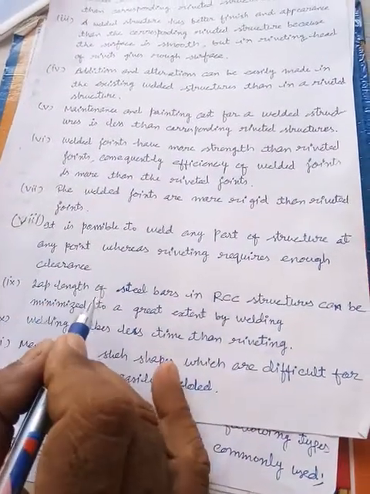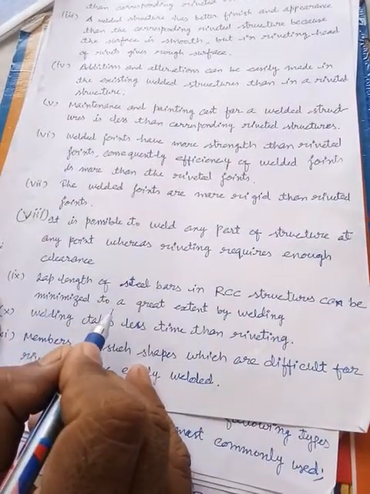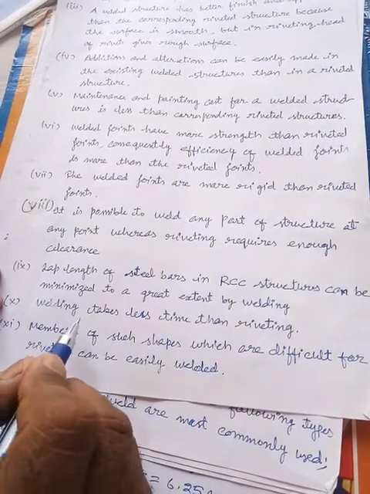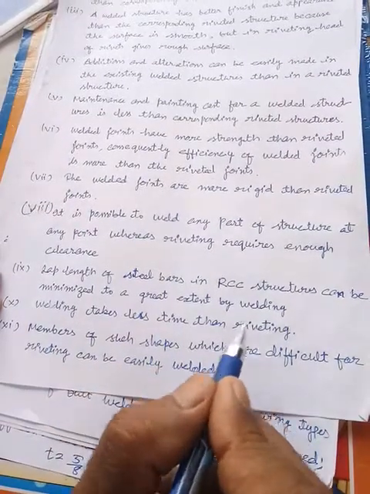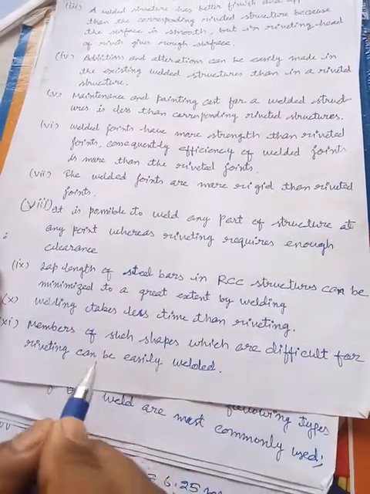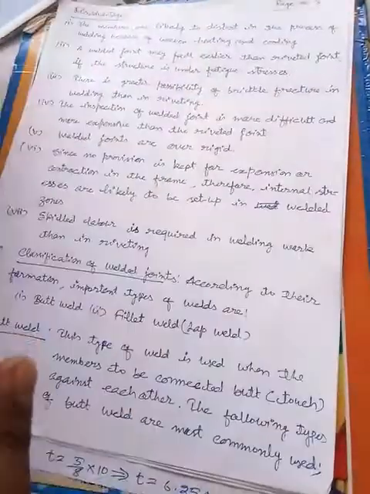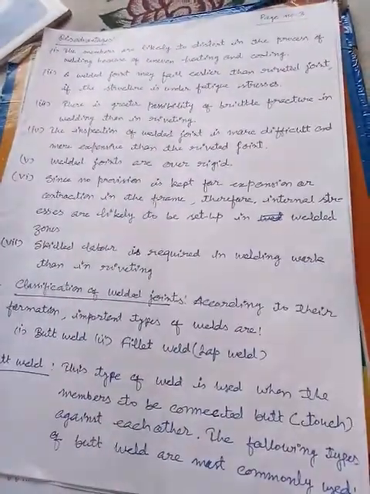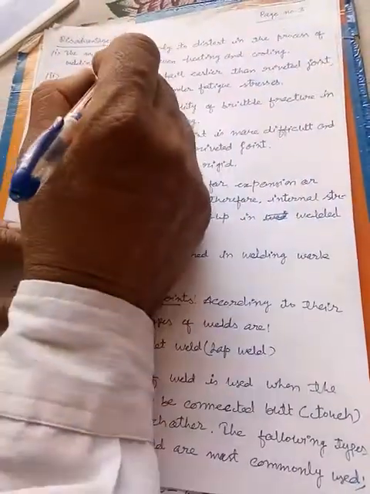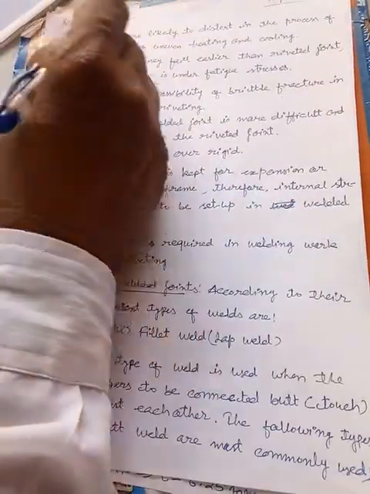So ninth point, lap length of steel bars in RCC structures can be minimized to a great extent by welding. So 10th point, welding takes less time than riveting. So 11th point, members of such shapes which are difficult for riveting can be easily welded. So then disadvantage. So the members are likely to distort in the process of welding because of uneven heating and cooling. So these are the disadvantages.